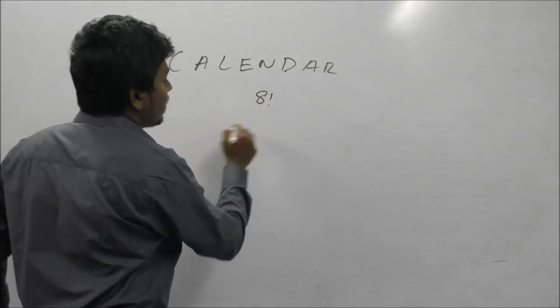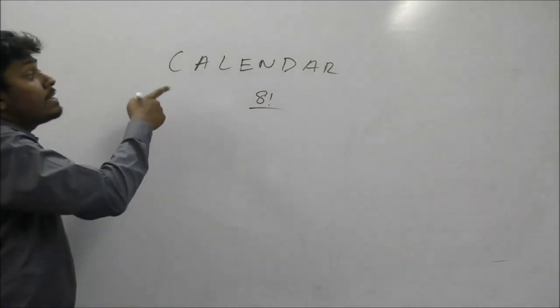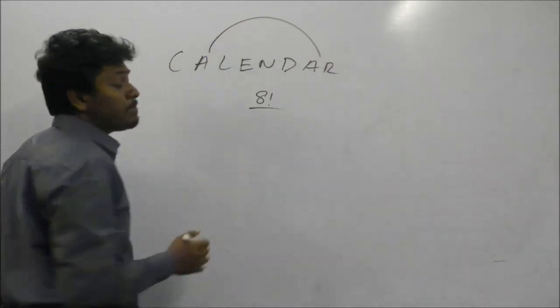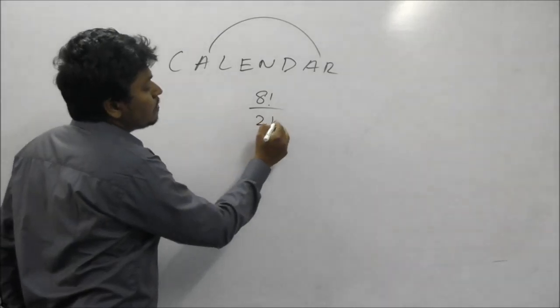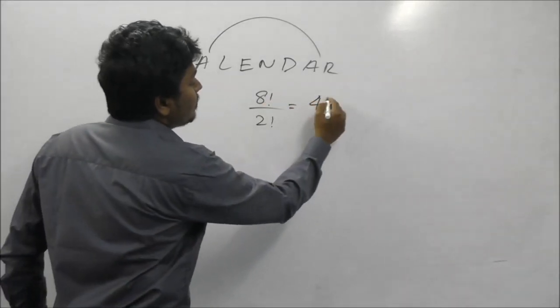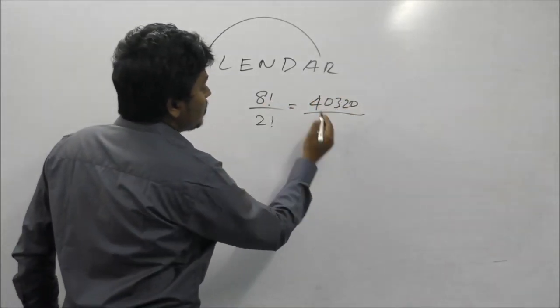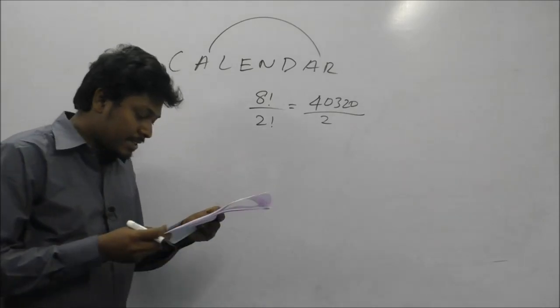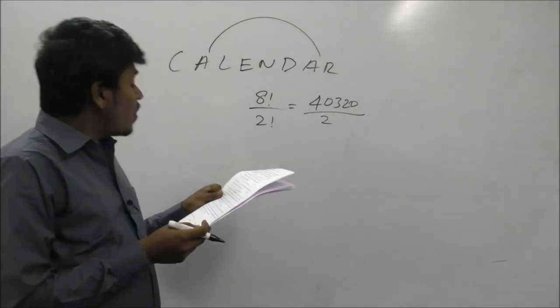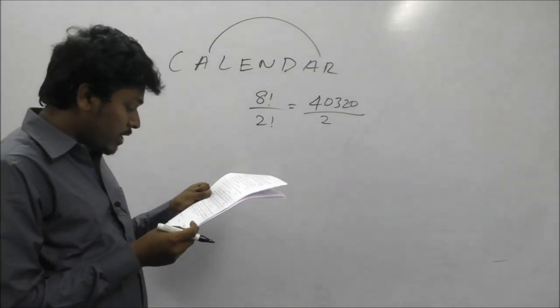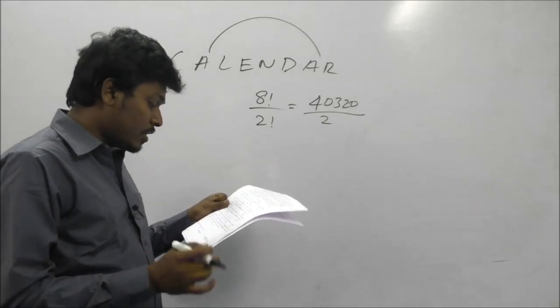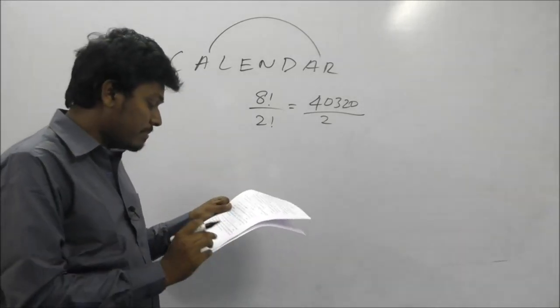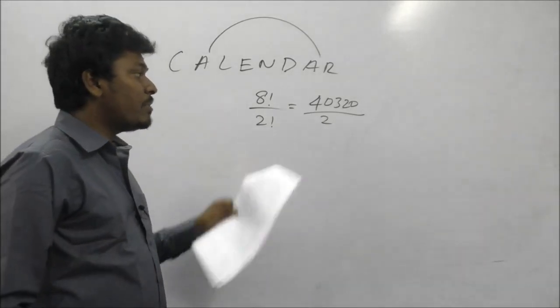So 8 factorial. Are there any repeated letters? See friends, A gets repeated 2 times, so divided by 2 factorial. 8 factorial will be 40320 divided by 2. If we cancel it, we can easily get the answer. Just go for the options: 40320, the second option will be eliminated. The third option, 8 factorial into 2 factorial, can't be the answer. So 20160 will be your answer.